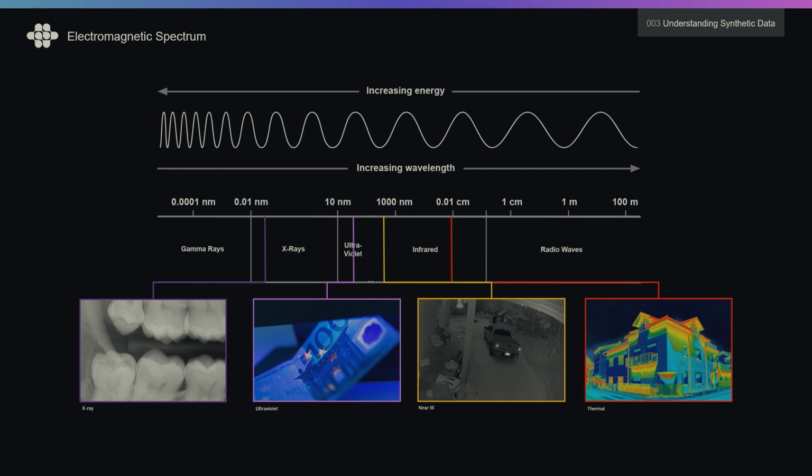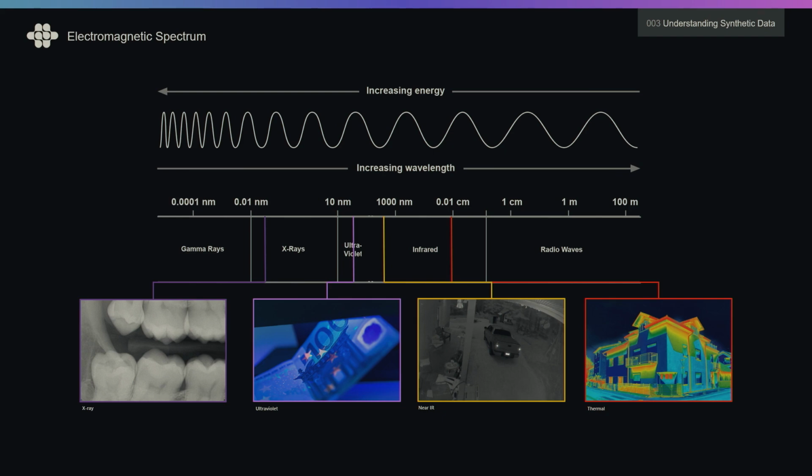Near IR, which is often used in low light or no light conditions, such as security camera systems, wildlife research, many different cases for near IR. Ultraviolet, which is used in forensics and law enforcement, scientific research, and then X-ray, which we will be talking about today, which is commonly used in medical imagery.